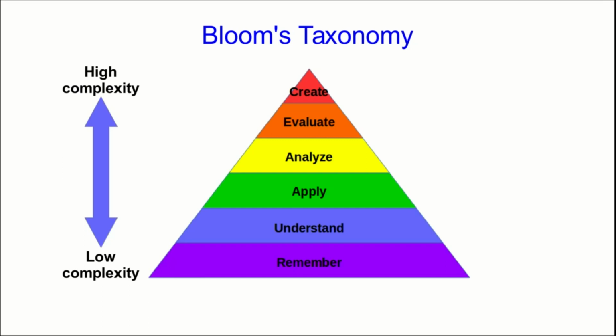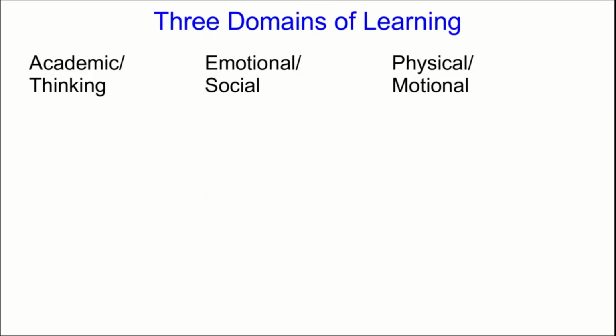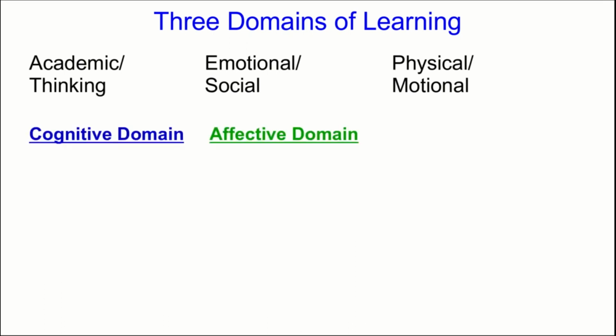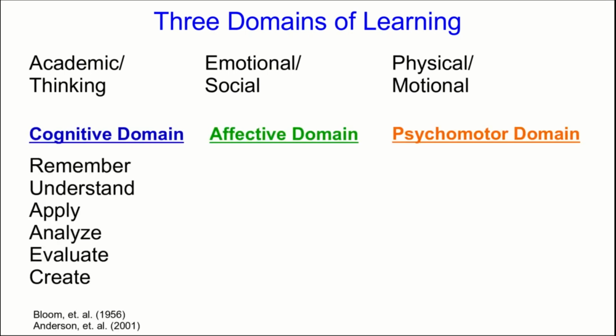Strictly speaking, this is not the whole taxonomy, although as we move on to the other parts, it's no longer really Bloom's taxonomy because Bloom didn't come up with the whole thing. The taxonomy often gets divided into 3 domains, one to do with academic and thinking skills, one that's emotional and social, and one that's physical and emotional. The technical terms are the cognitive domain, affective domain, and psychomotor domain. So we've been looking at the cognitive domain.